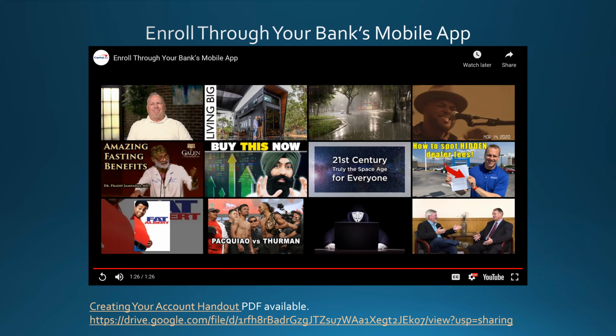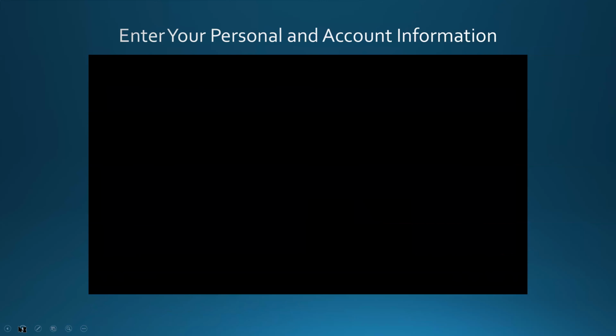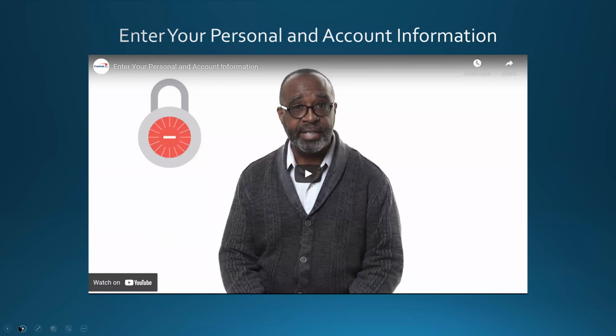The first step in creating an account is identifying yourself to your bank by providing information that matches what your bank has on file for you. Requiring this information at setup is one way banks are keeping your account safe. Now, we can watch a video on how to enter your personal information when creating an account.